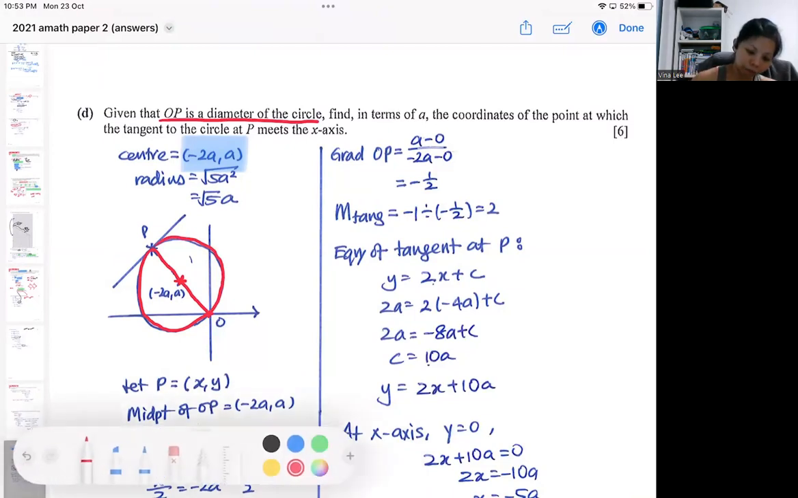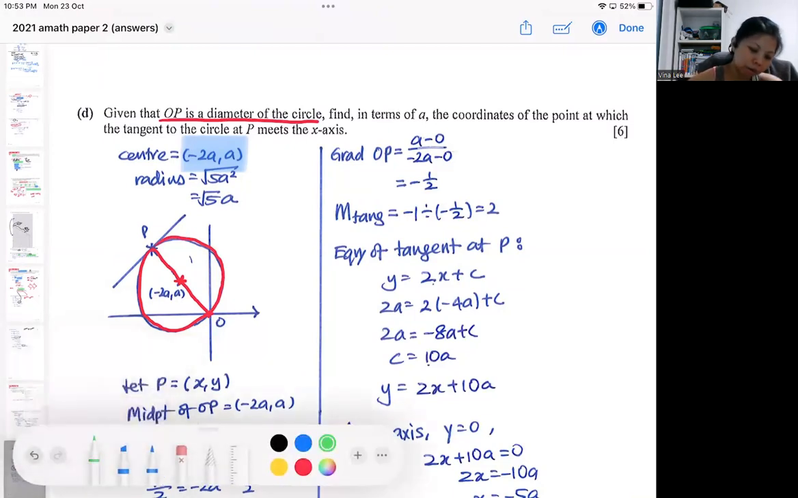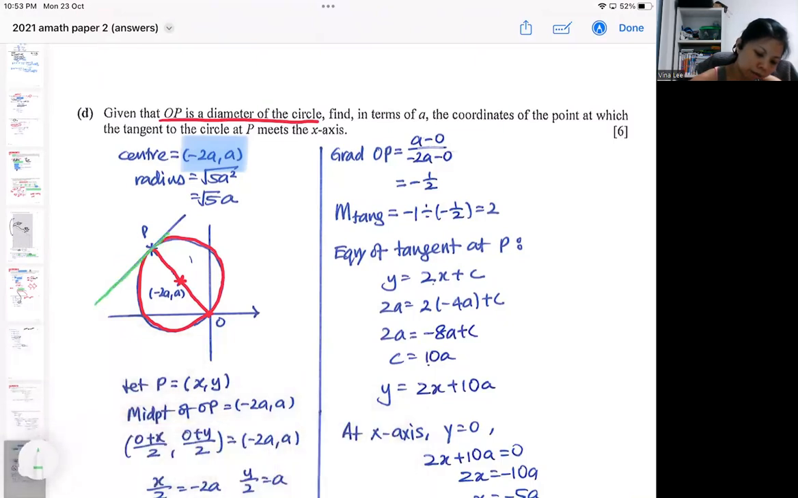So from here, what are you supposed to find? You're supposed to find out the tangent, and then subsequently you will cut the x-axis. So the question is asking you for that point, the point where the tangent cuts the x-axis. So you continue to execute your steps of equation of tangent. The equation of tangent will come with some perpendicular, and of course, it's mx plus c.